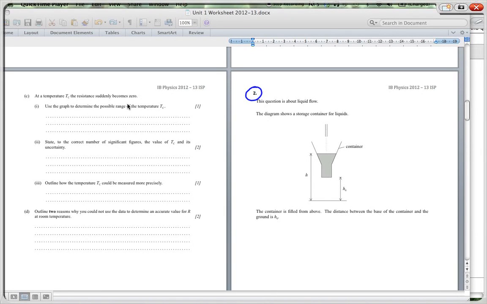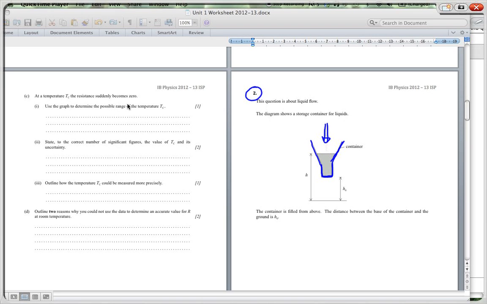This question is about liquid flow. The diagram shows a storage container for liquids. So we have, here's our container. You can see here that it's going straight up there and then it curves out, and then you've got your liquid pouring in there. And it says the container is filled from above.